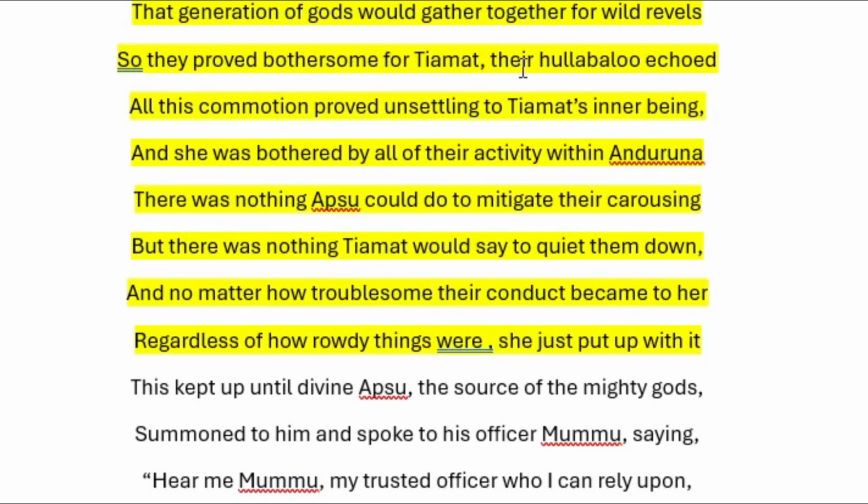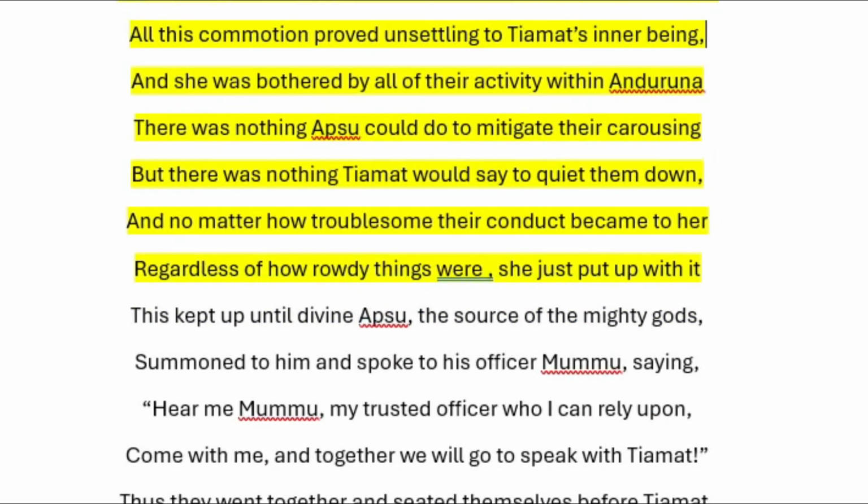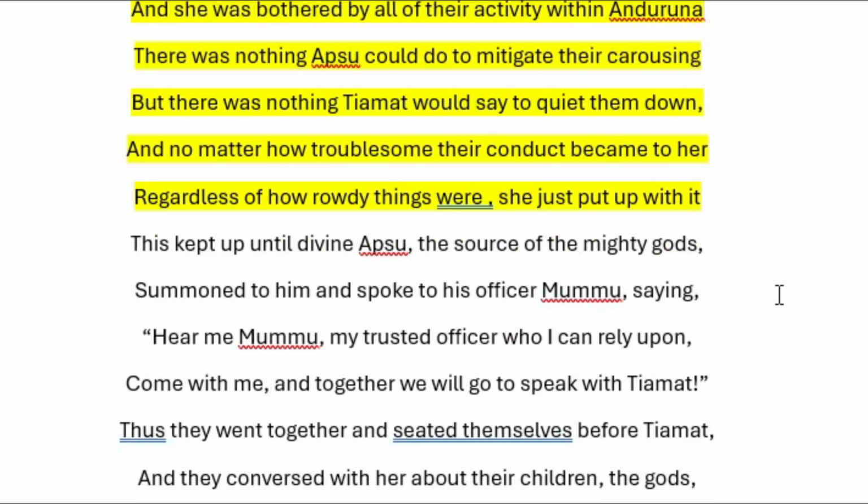So they proved bothersome to Tiamat. That's our inner self. Their hullabaloo echoed. All this commotion proved unsettling to Tiamat's inner being. How do you feel? And she was bothered by all of their activity within Andaruna. Andaruna is the meeting place of the gods. That's the mind. There was nothing Apsu could do to mitigate their carousing.